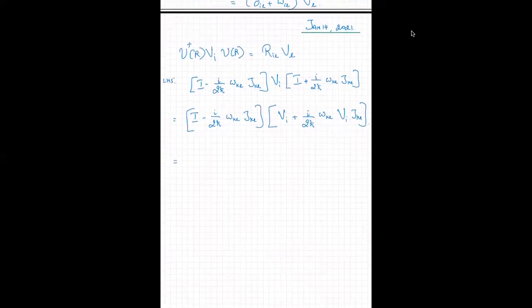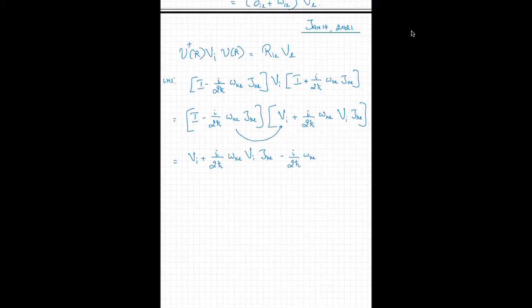The first term is just the identity times whatever, so it's the exact same thing again. So this is V_i plus i over 2ħ ω_kl V_i J_kl. The second term is minus i over 2ħ ω_kl. Remember, this time J_kl is to the left and V_i is to the right, so I'm multiplying this with this.